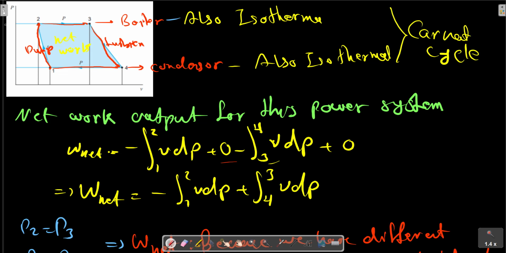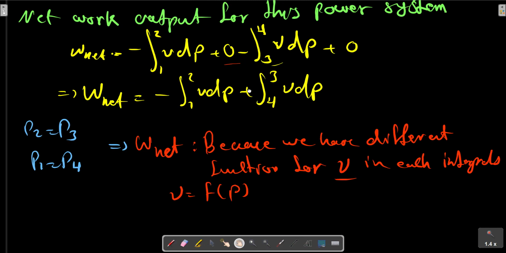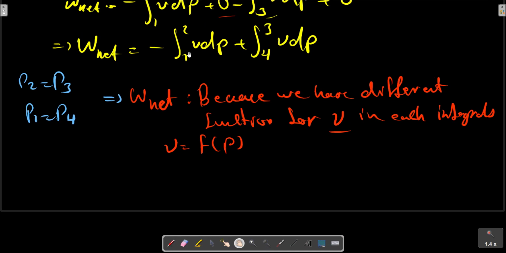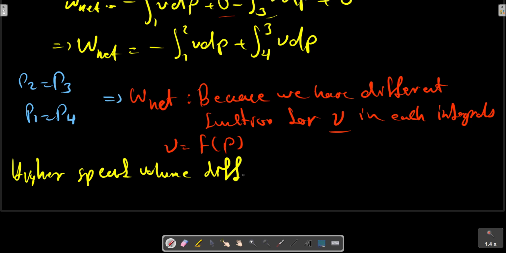We conclude that it would be advantageous to have these differences in specific volume be as large as possible, for example, the difference between a vapor and a liquid. So, a higher specific volume difference leads to higher work.